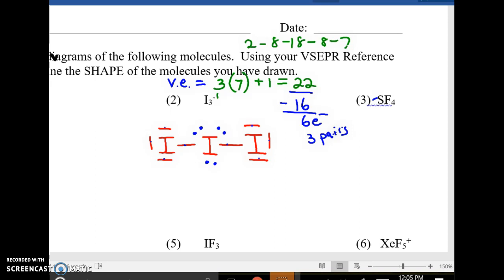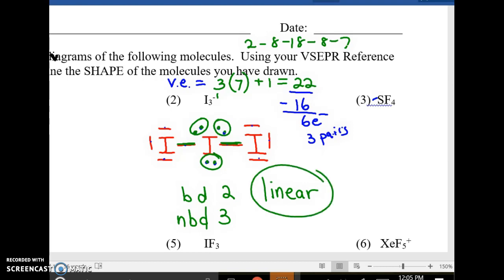Now, I do my count. How many bonding domains do I have? On the central atom, I have 2 bonds, 2 bonding domains. How many non-bonding domains do I have? Again, I only look at the central I. I have 3 pairs, so there are 3 domains. When I go to my reference table, I see that 2 bonding domains and 3 non-bonding domains is simply a linear molecule.